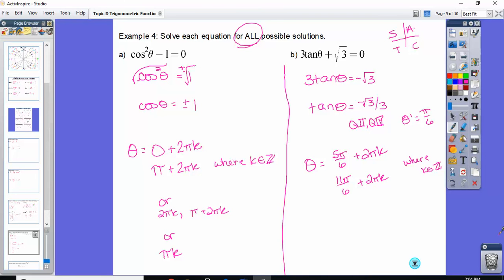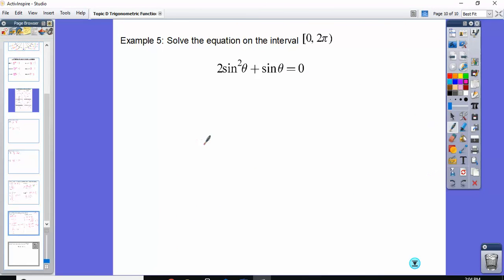All right. And very last example. Okay. This time I'm only solving between 0 and 2 pi. So that tells me I have a stopping point. We don't have to put the plus 2 pi k this time.